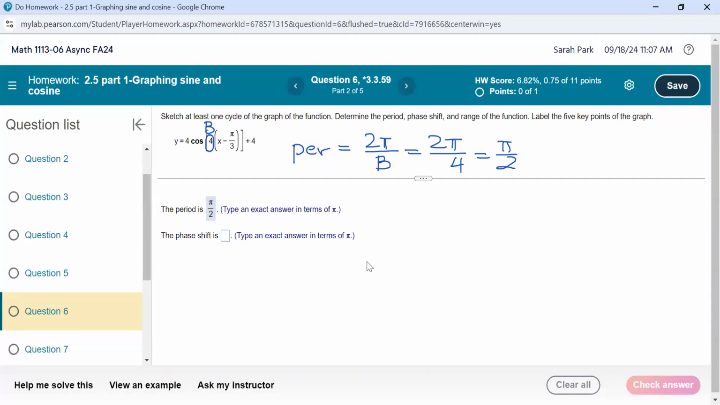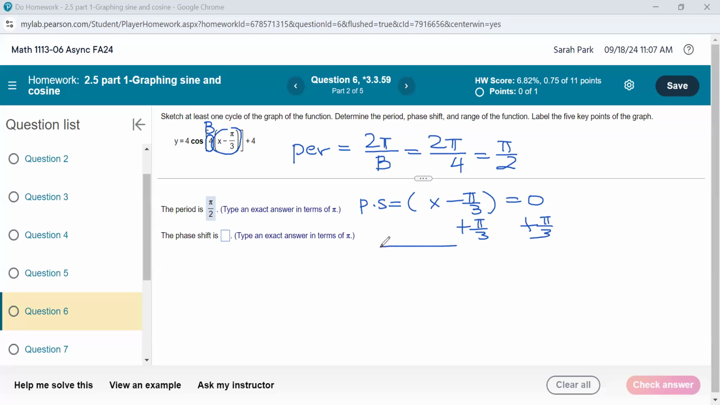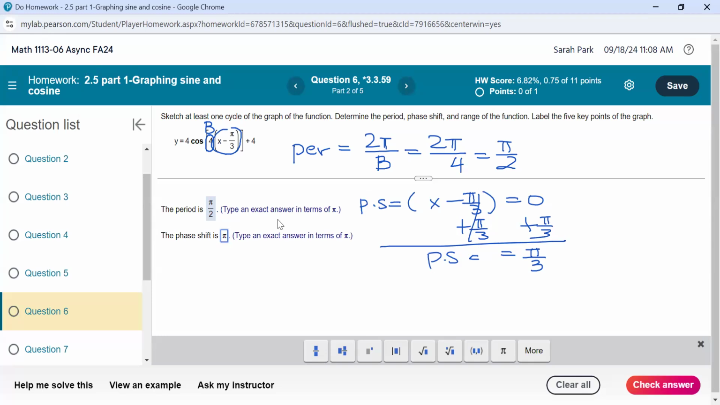Okay. So after we find the period, you find the phase shift by taking what's inside the cosine, the parentheses, and then setting that equal to 0. And we can do that by adding pi over 3 to both sides here. And so the phase shift is equal to pi over 3. And you can think of the phase shift as the first starting value for the 5 key points.